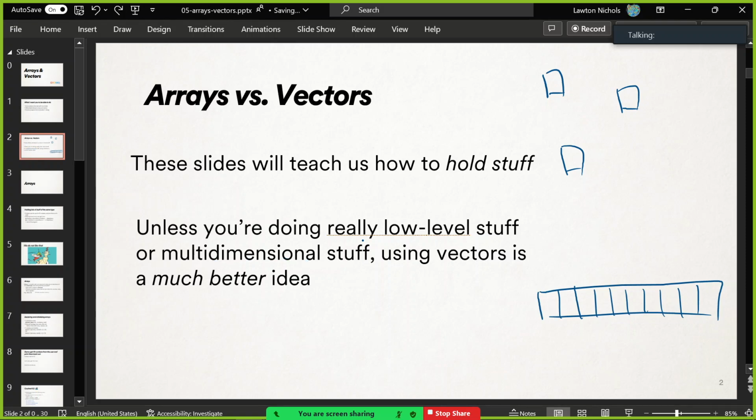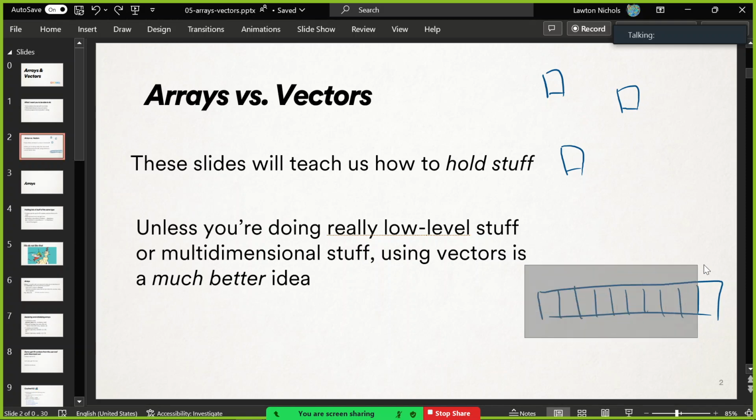Yes? Can an array store multiple strings? Yes. You have an array of strings. And we can get into that. It will fall out of the syntax once I show it to you. It will make sense. Yeah, any other questions?